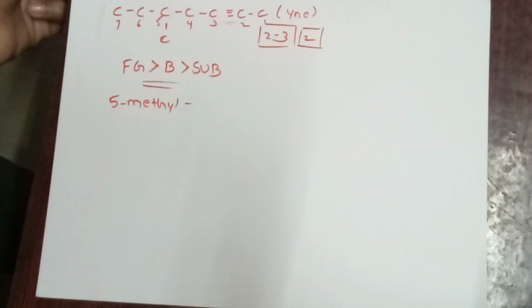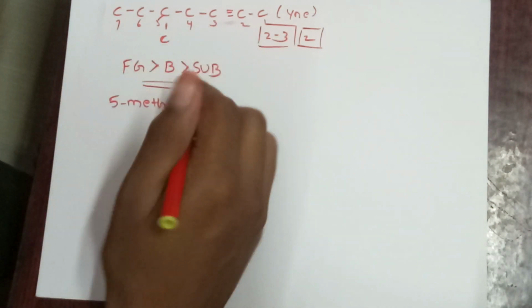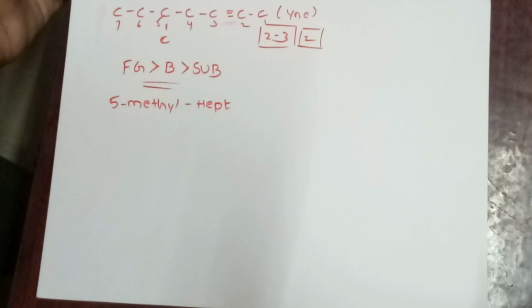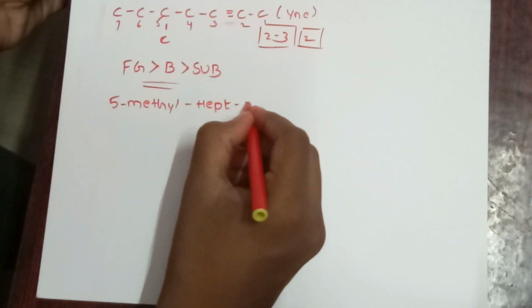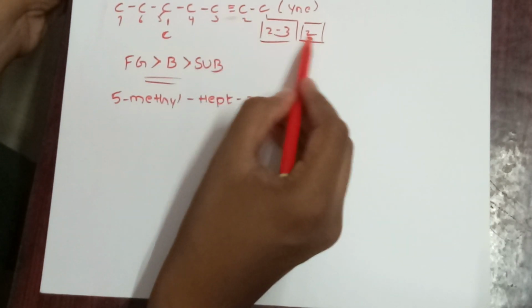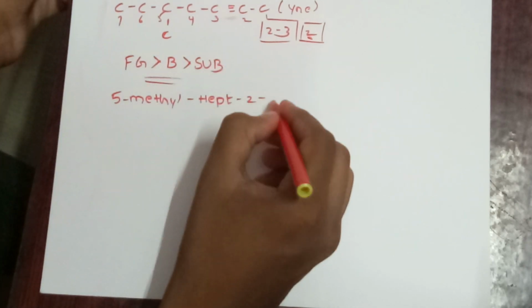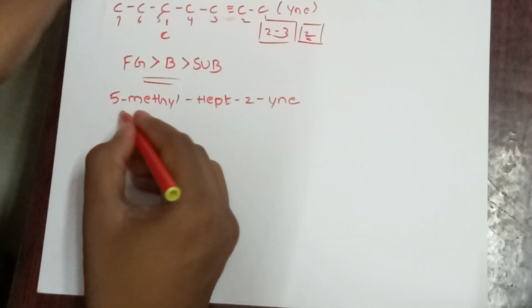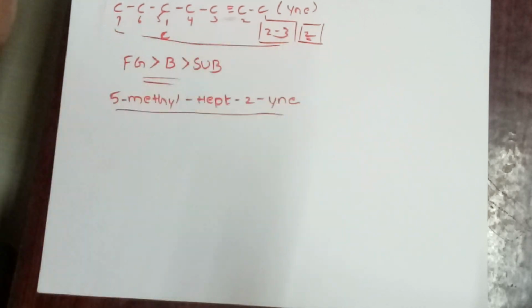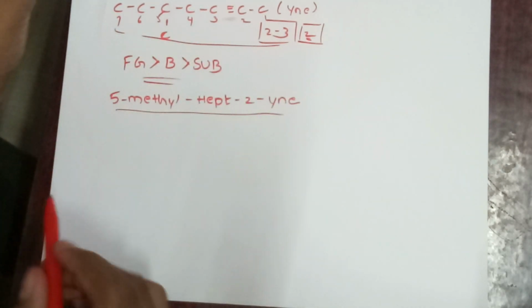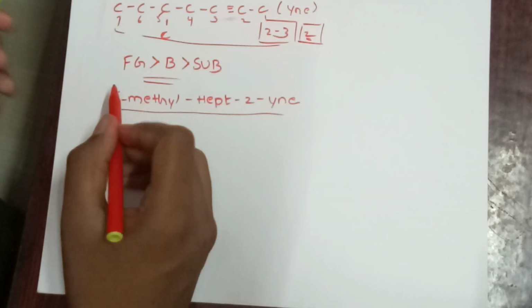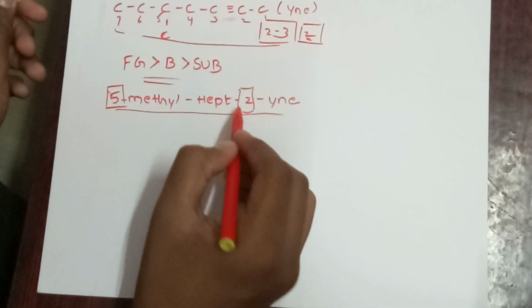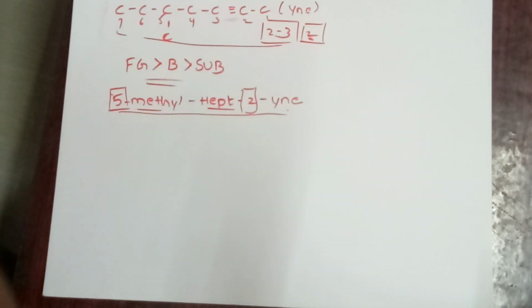Location of prefix, we don't have a prefix, so no need to write. Then root word hept. Where is the triple bond? At number 2, between 2 and 3, but the smallest is 2. We have to write 2. Hept-2-ine. This is the complex and detailed name that we give to this compound. But if you write in a brief form, you will not include 5 and 2. You can just simply write methylheptane.